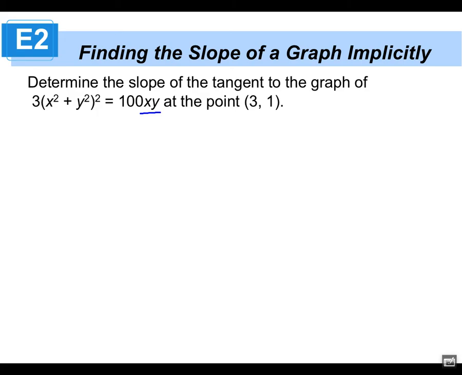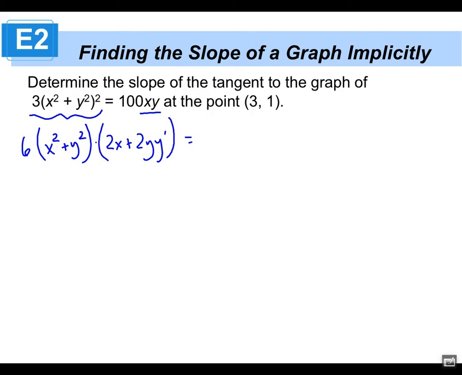Well, let's do the left side first, before anybody freaks out. This guy needs to be done as a chain rule, because I got a function of the squared function, but then I got that mess inside. So I get 6 times x squared plus y squared times 2x plus 2y y prime. Let me give you a second there for that to sink in. Are you okay with that? Yes, sir.